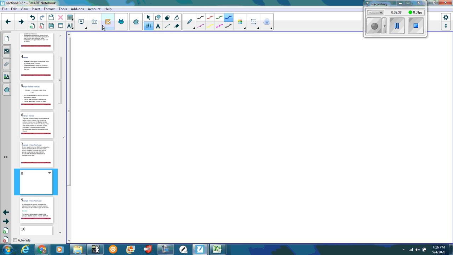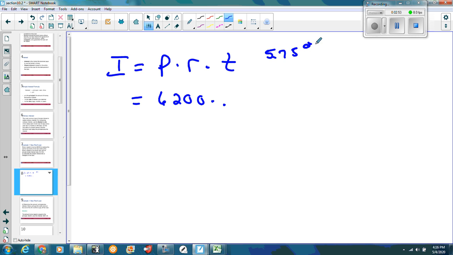Okay, so the formula was the interest equals the principal times the rate times the time. Okay, so the principal amount that she was going to borrow was $6,200. The rate was 5.75%. So as a decimal, it's 0.0575. Because this is annual and the time was 30 months, we have to change 30 months into years, so we divided 30 by 12, and that comes out to be 2.5.